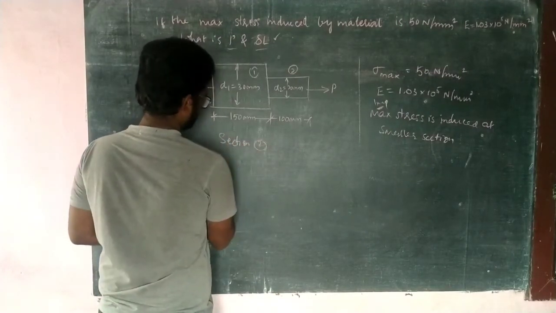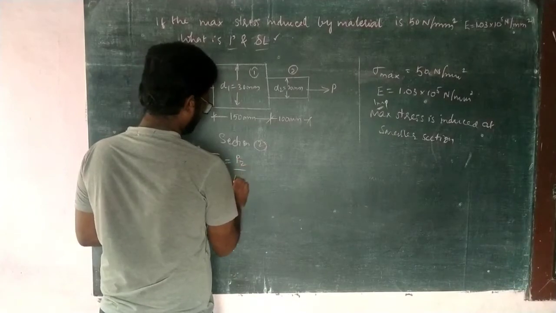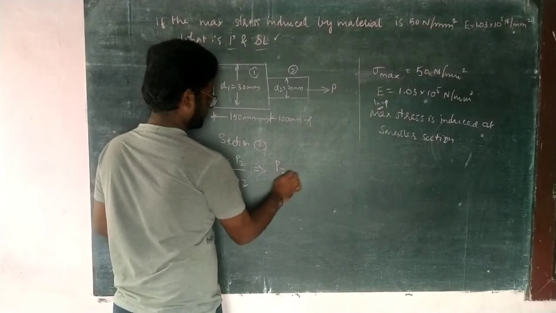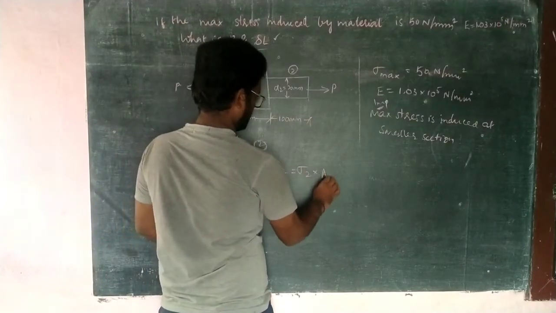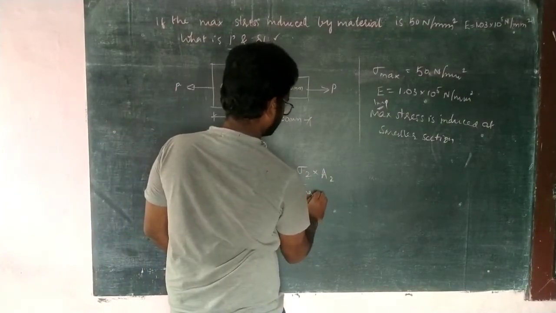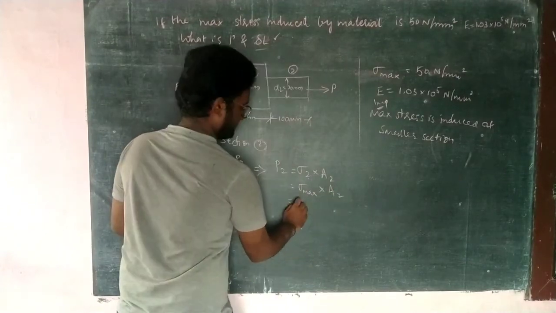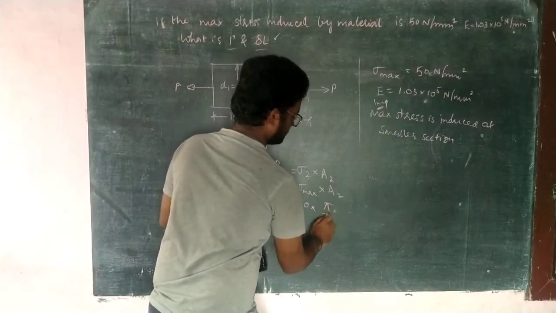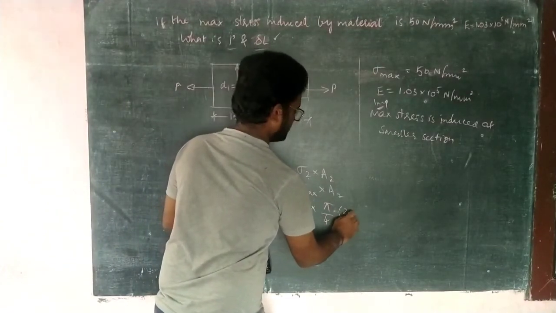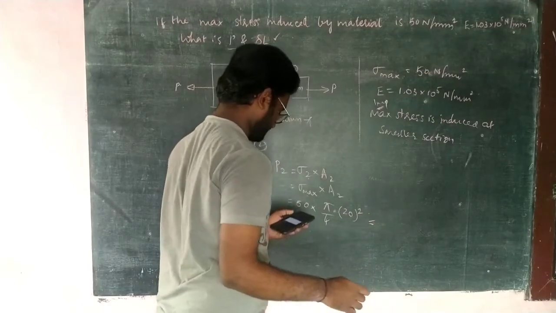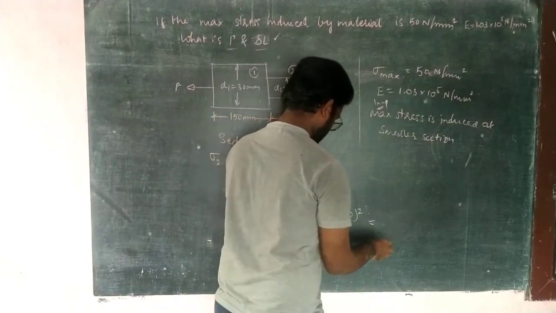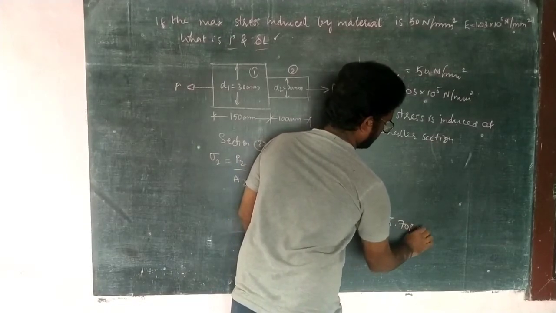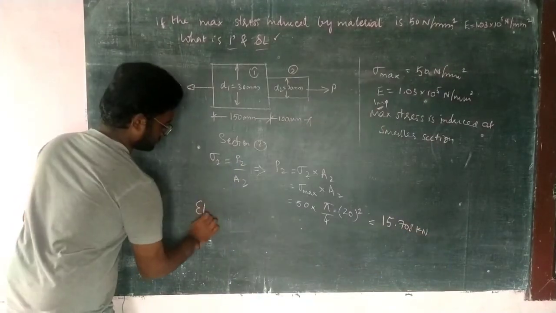We have sigma 2 is equal to P2 by A2. This implies P2 is equal to sigma 2 into A2, that is sigma max into A2. 50 into the area of the second section, which is pi by 4 into 20 square. If we calculate this, you are going to get 15.708 kilonewton.